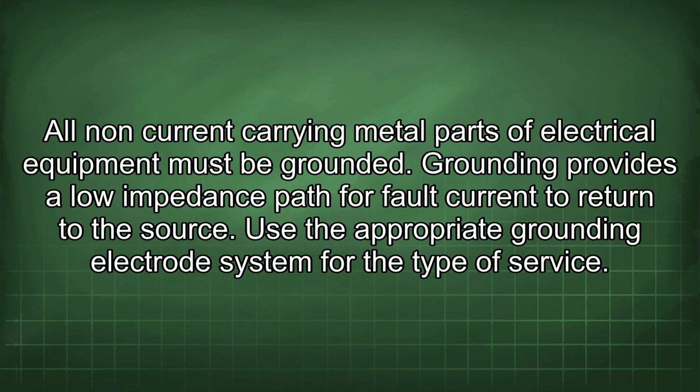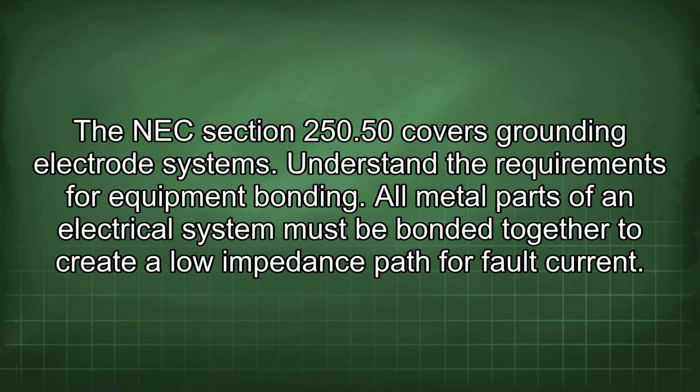All non-current carrying metal parts of electrical equipment must be grounded. Grounding provides a low impedance path for fault current to return to the source. Use the appropriate grounding electrode system for the type of service. The NEC Section 250.50 covers grounding electrode systems.